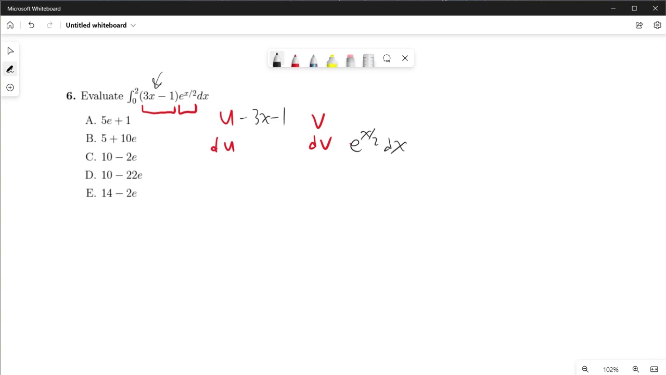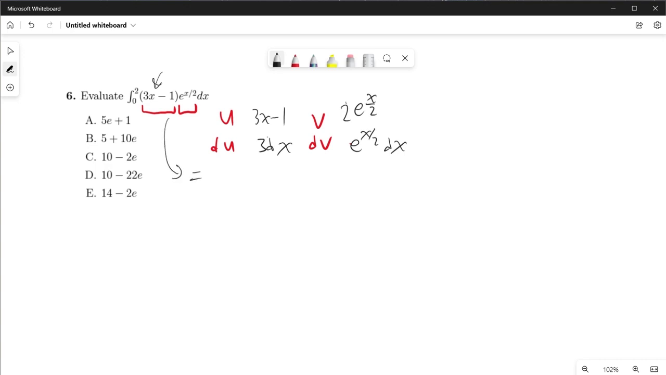Now we take the, let me just fix that. Take the derivative, that would just be 3 dx. And then v will just be the integral of this, which is, just remember the chain rule, 2e to the x over 2. So now we can do uv minus v du.